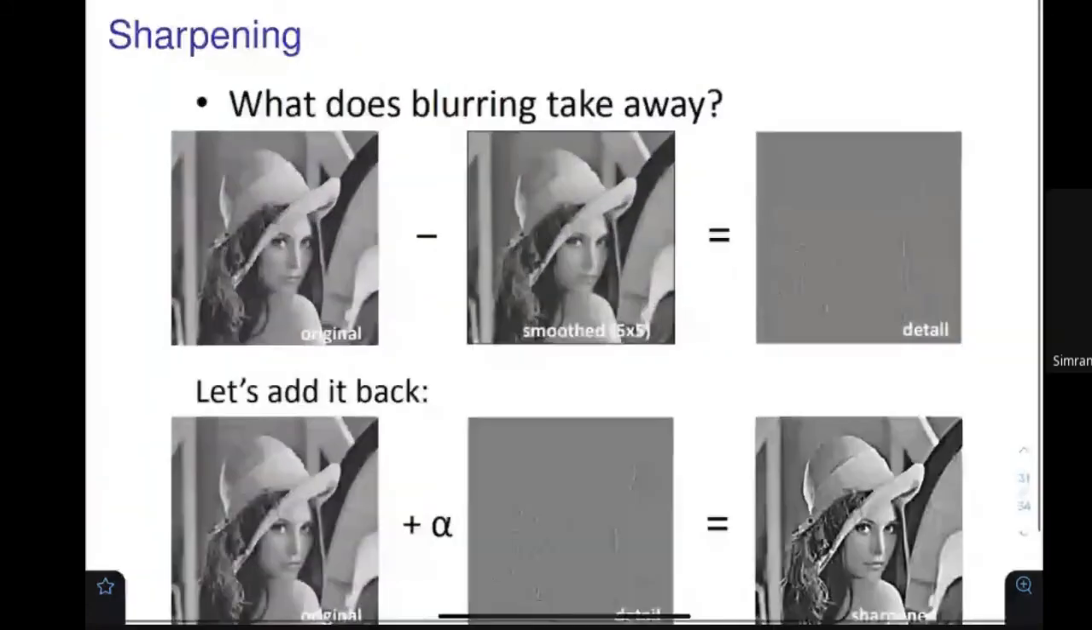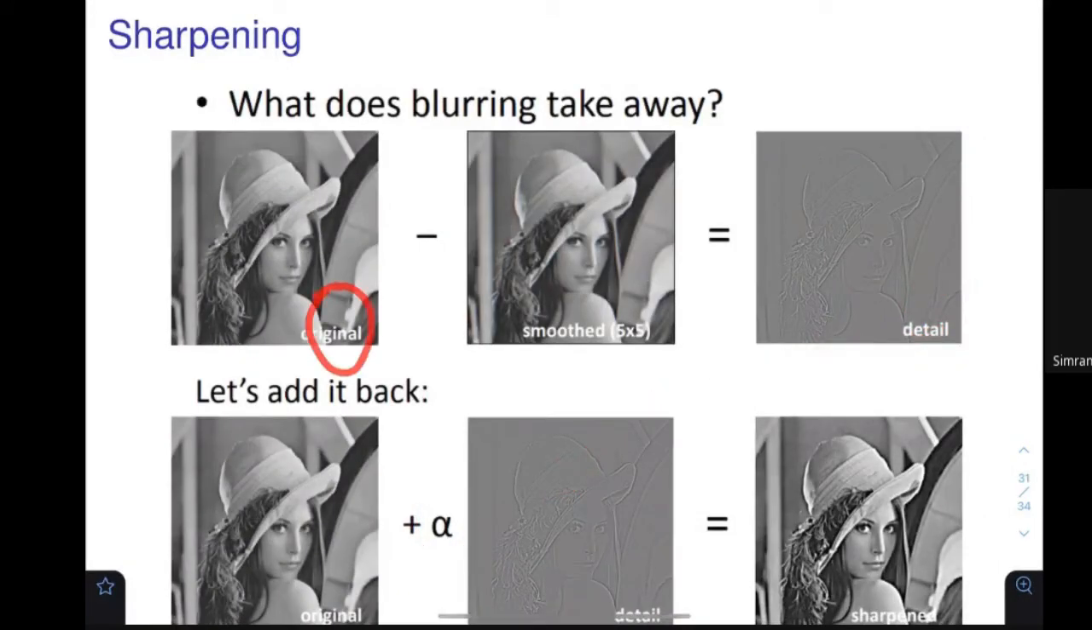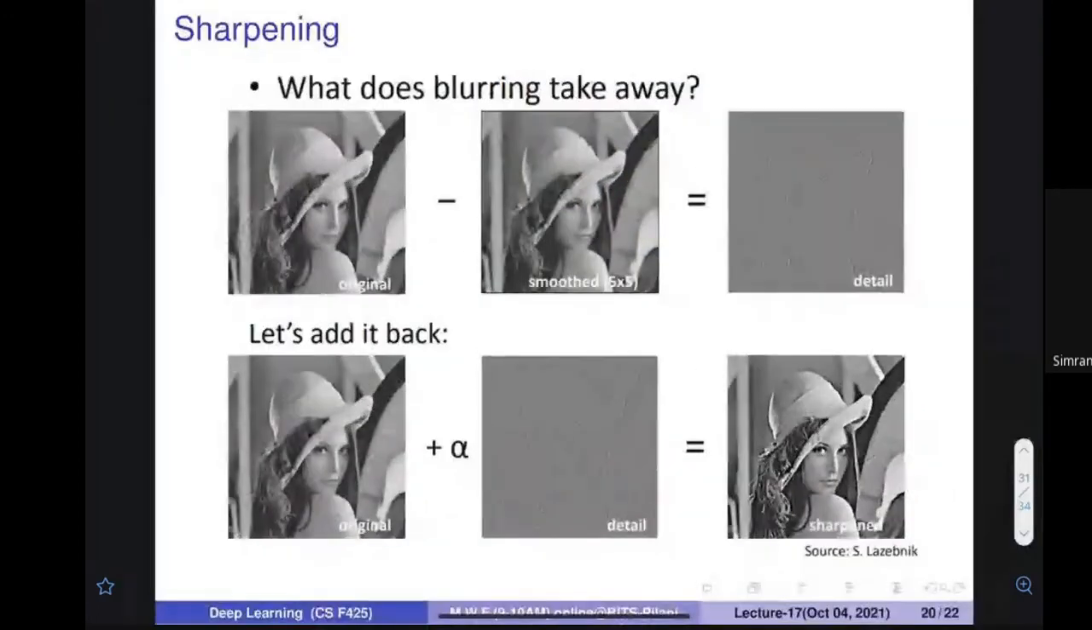So what would happen if I add this thing into the original image by multiplying it with alpha? This was the original image. I take this thing and add it over here. If I add it, what would happen? Can you tell me? The image would become better. So this is why the image becomes more enhanced and sharpened. Make sense?